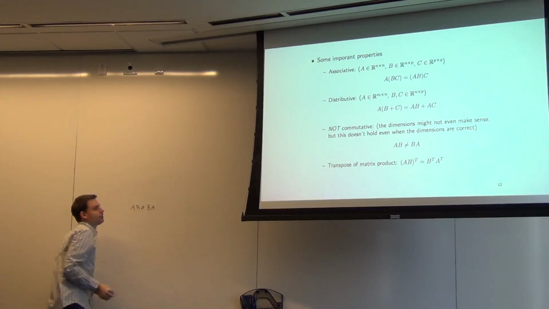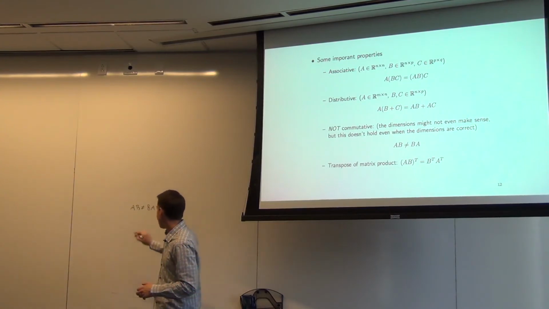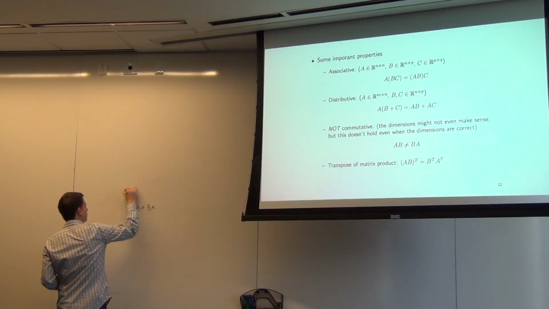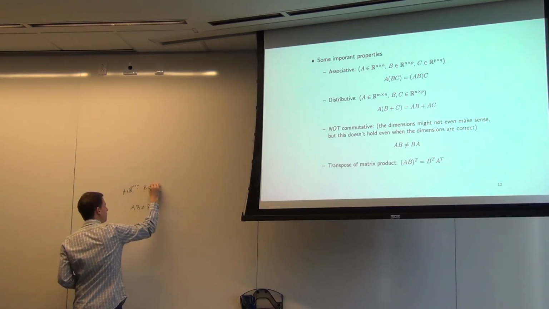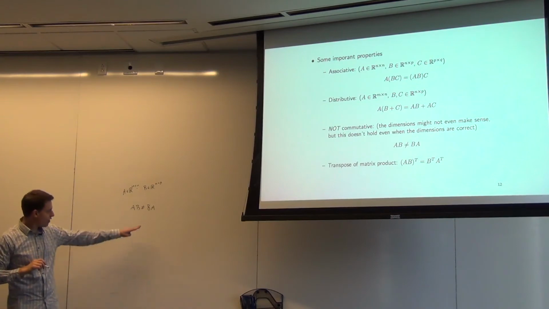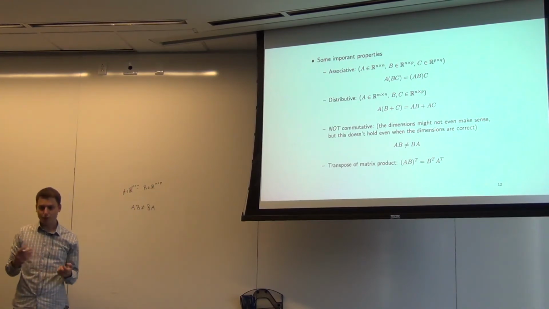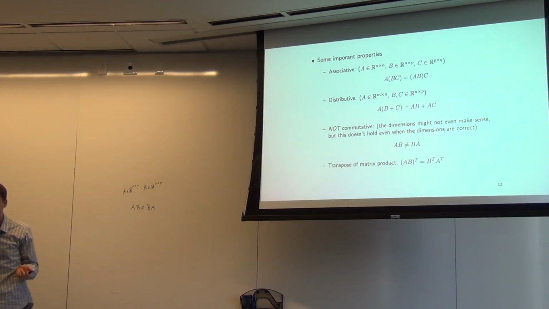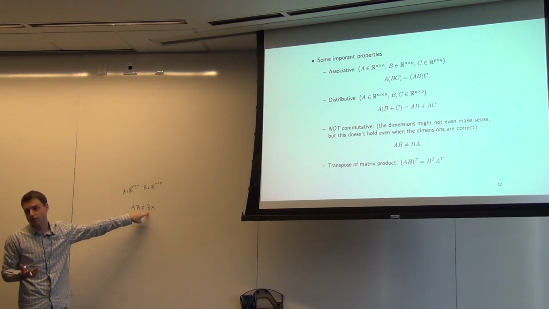In fact, this cannot even make sense sometimes. Let's say that A times B is a valid product, where A is m by n and B is n by p. Well, B times A does not have the right dimensions to even multiply together necessarily. So it doesn't even make sense to write B times A.